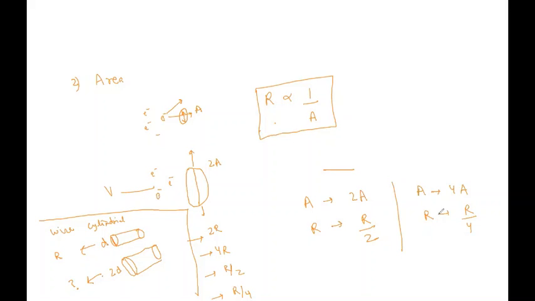It will become half. Resistance will become half, R by 2. Because resistance is inversely proportional to area. So if the area is lesser, the resistance is higher, and if area is increased, then resistance will decrease. So I'm asking: in this scenario, has the area become doubled? What is the area in the first scenario?